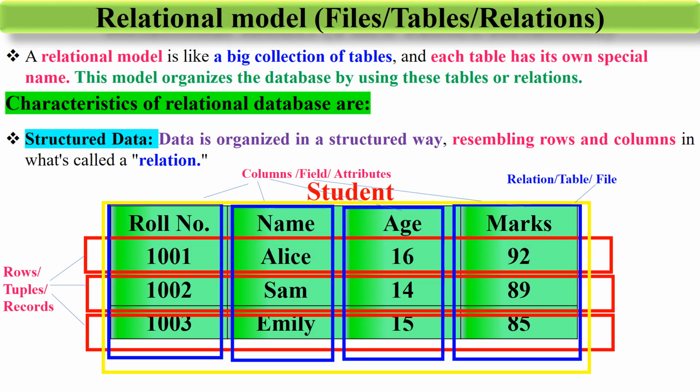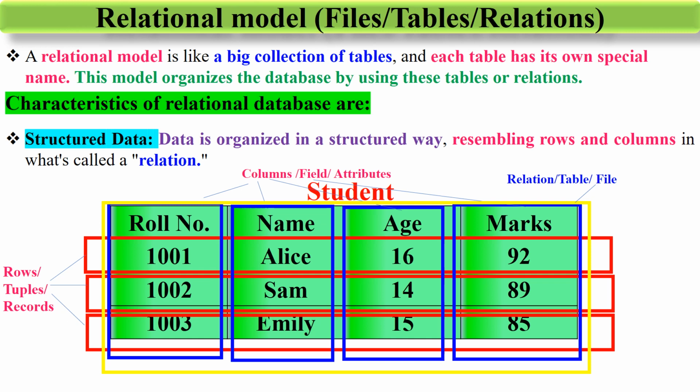Let's learn about relational model, files or tables or relations. A relational model is like a big collection of tables, and each table has its own special name. This model organizes the database by using these tables or relations. Let's see the characteristics of relational database. Structured data. Data is organized in a structured way, resembling rows and columns in what's called a relation. You can see in this picture, a table named student with field names roll number, name, age, and marks are given. Here rows which are marked in red boxes represent records or tuples.